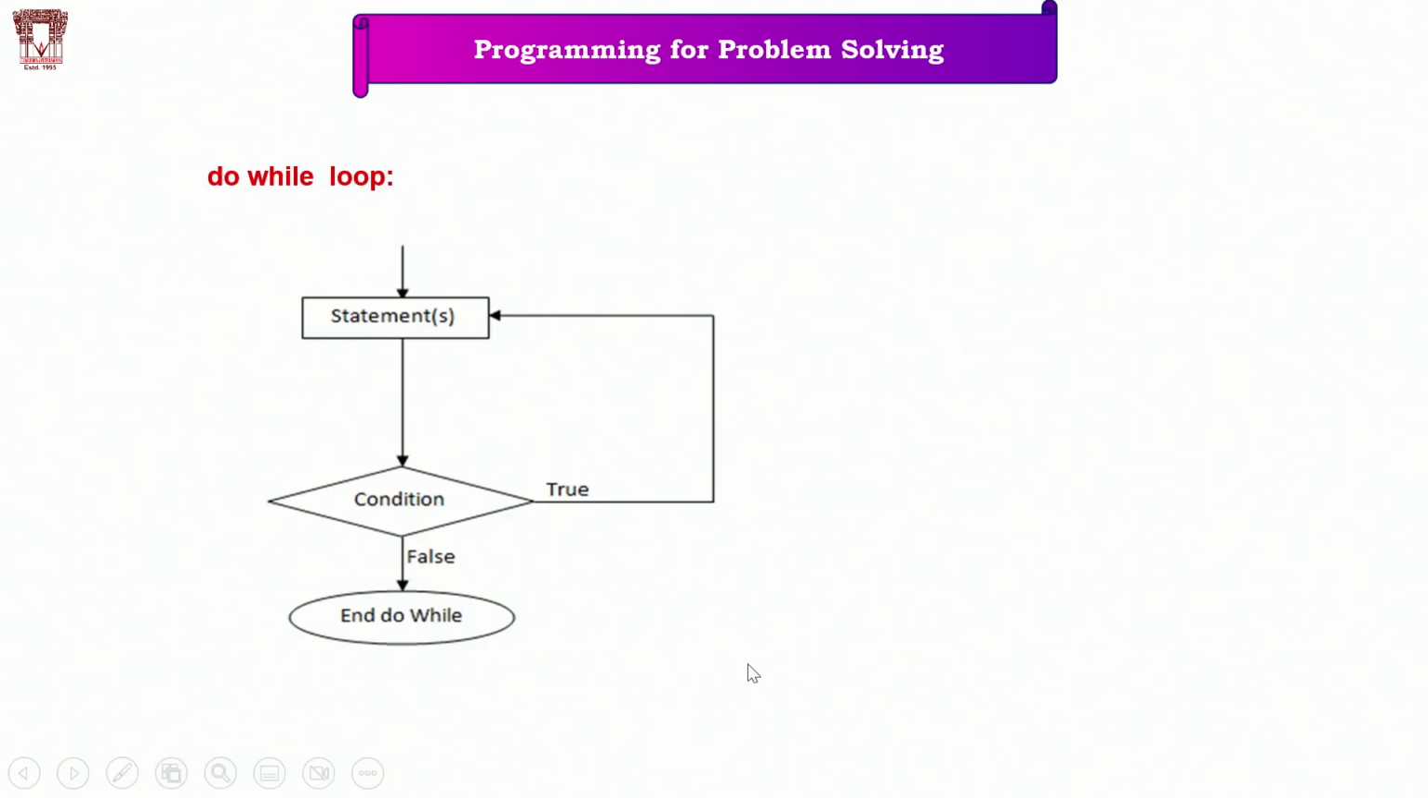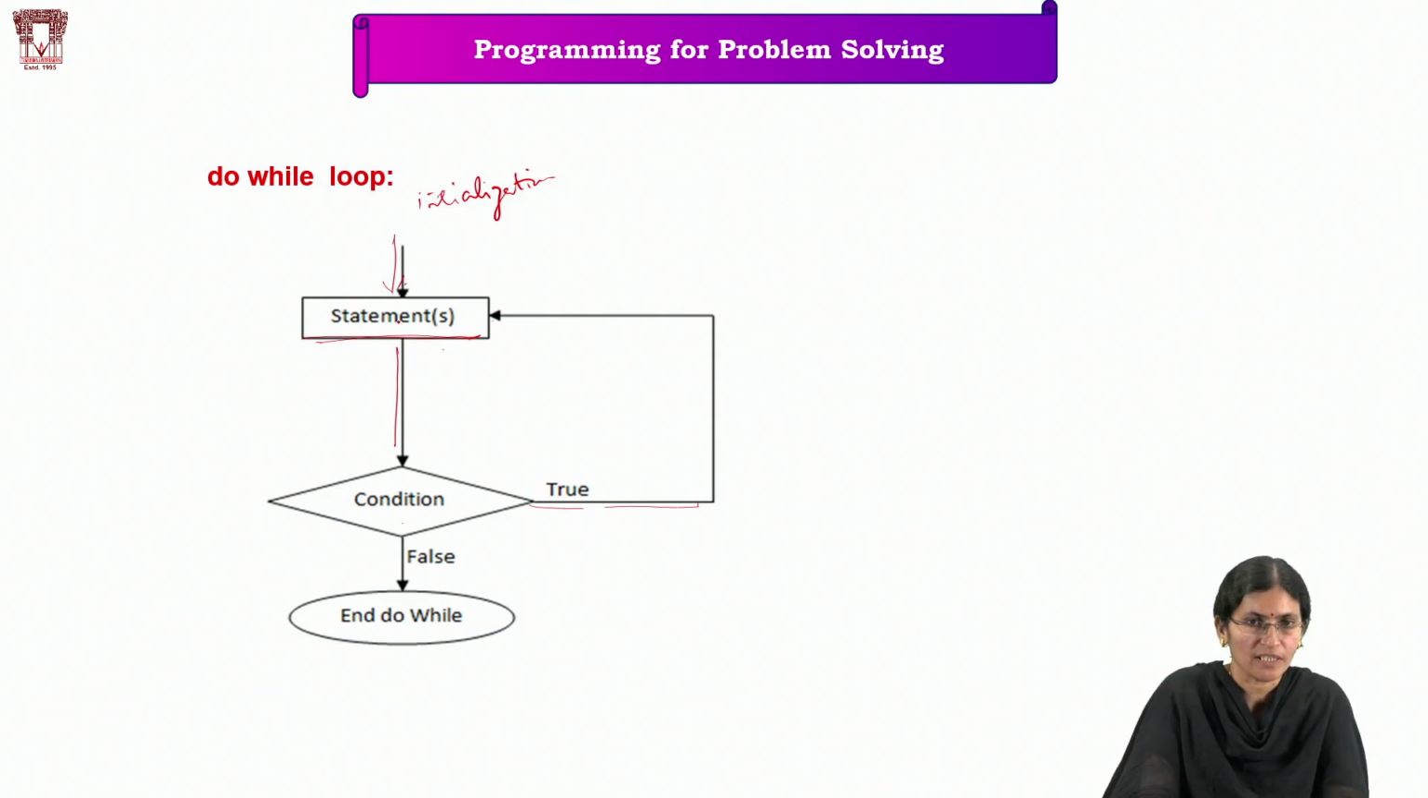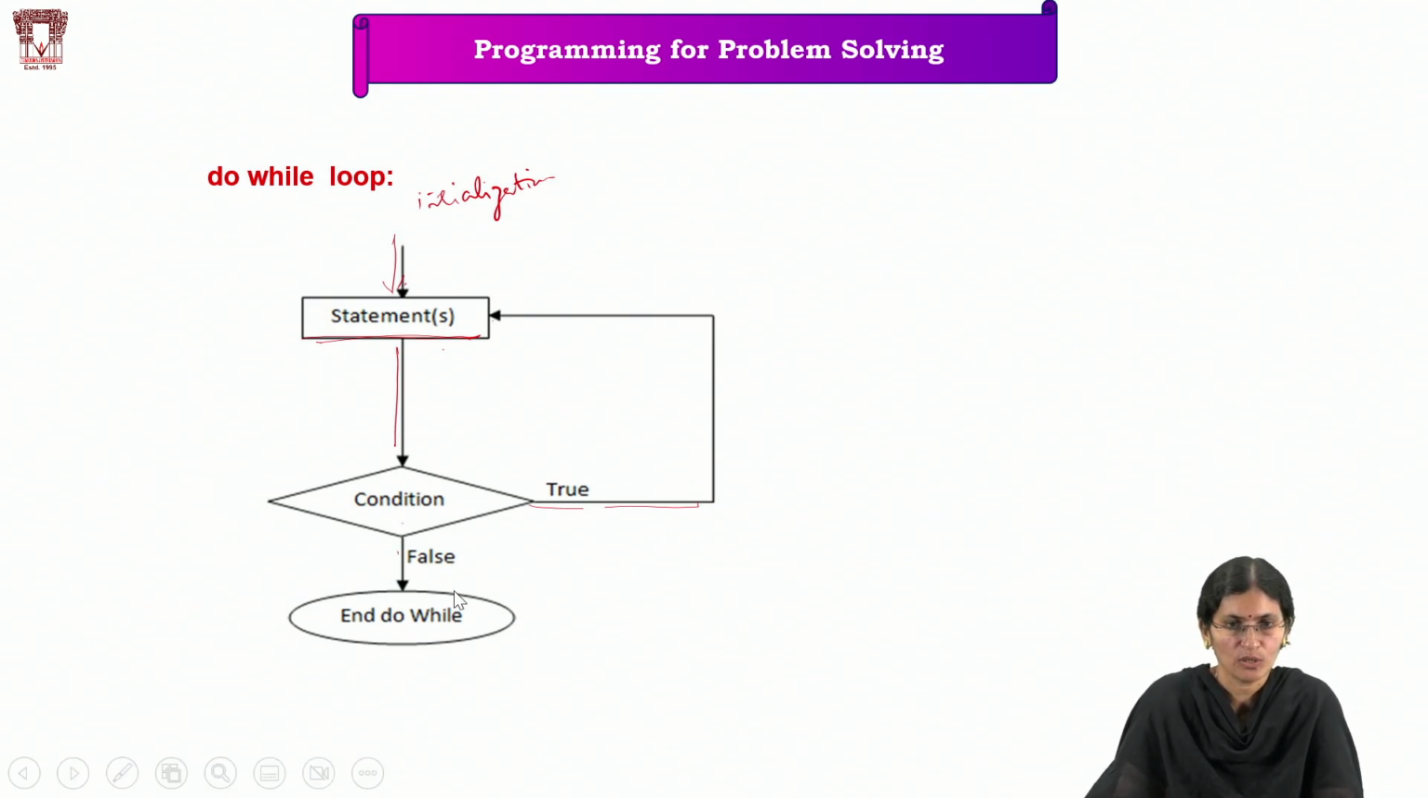So this is the flowchart for a do while loop. First we need to do the initialization. Then the statements which are there inside the do loop are executed. After that the condition is checked. If the condition is true, then again it will enter the body of the do loop. Once the condition becomes false, it will come out of the do while loop.